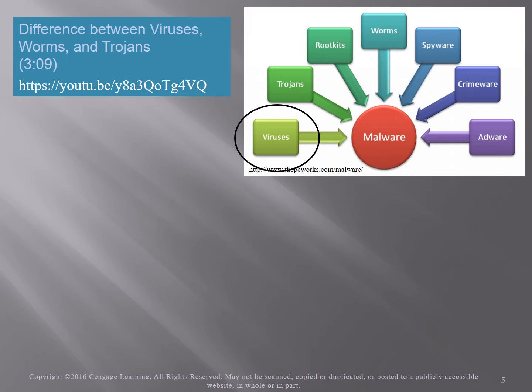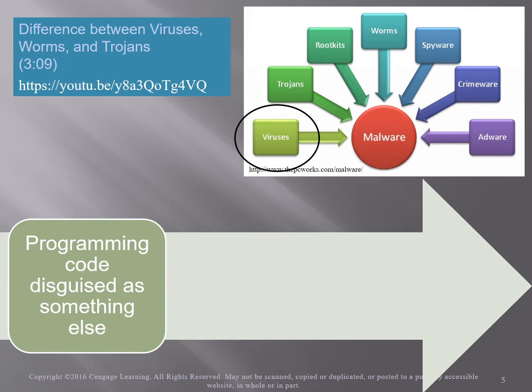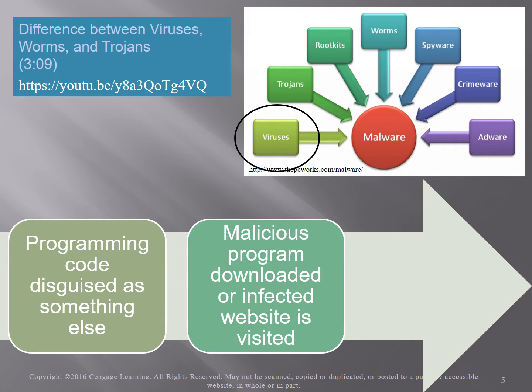We start with viruses. A virus is programming code disguised as something else. A virus causes unexpected behavior in computers, networks, and information assets. Viruses spread to other machines when you or another user opens an infected email, downloads an infected program, or visits an infected website. You ever get an email asking you to click here to reset your password? Make sure the URL is correct prior to clicking on the link.